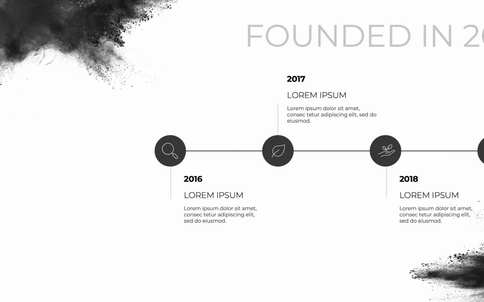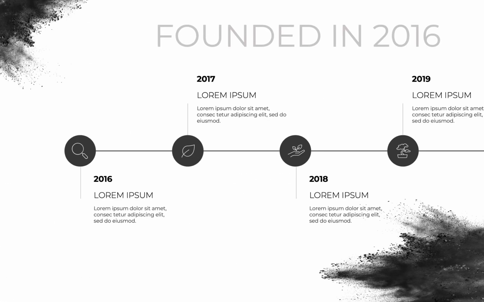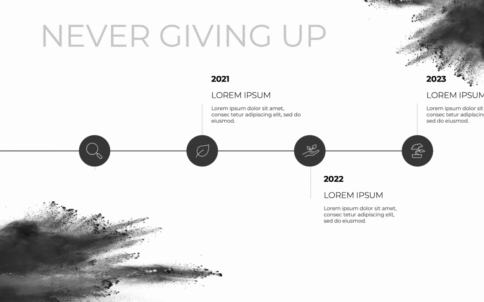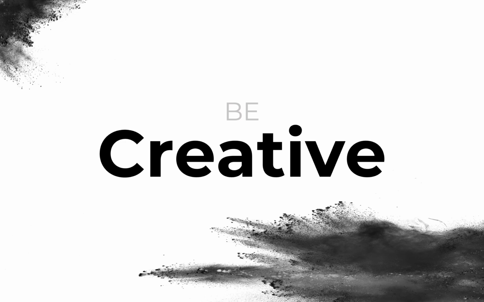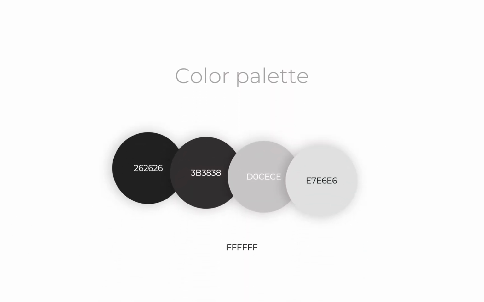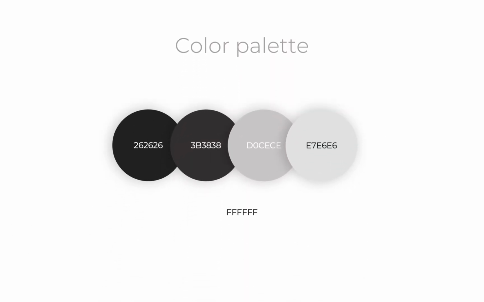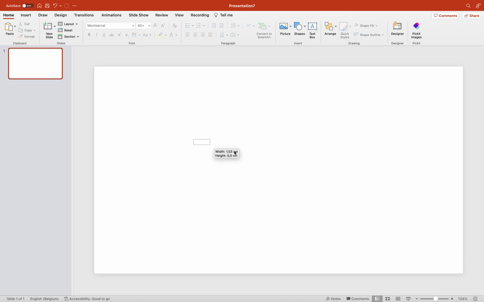Today we're learning how to make this minimal timeline in PowerPoint, including the transitions and also the pictures that go from one slide to the other. If you want to follow along, these are the color codes that we use, so you can pause the video if you need it. Let's start from blank slide and add the word minimal.